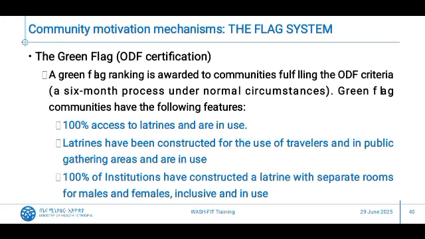Community motivation mechanisms: the flag system, the green flag. After verification, a green flag ranking is awarded to communities fulfilling the ODF criteria, a six-month process under normal circumstances. Green flag communities have the following features: 100% access to latrines that are in use. Latrines have been constructed for the use of travelers and in public gathering areas and are in use. 100% of institutions have constructed a latrine with separate rooms for males and females, inclusive and in use.